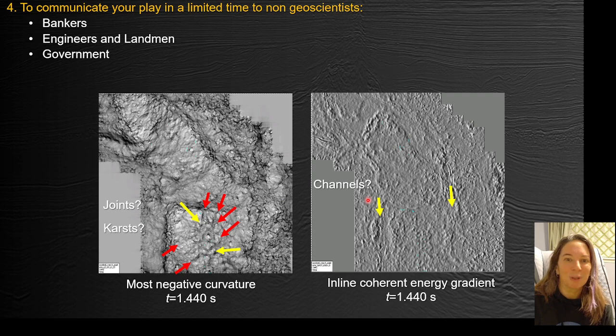The fourth one is to communicate how complex the geology could be to others. So keep in mind that attributes don't create new information, but rather they allow us to see more in the information. And so we may need to really quickly show the complexity perhaps to our engineering team. Like here we've got a bunch of joints and karst features that we can see in the most negative curvature. Over here we've got some very subtle channels that we're picking out with the coherent energy gradient.